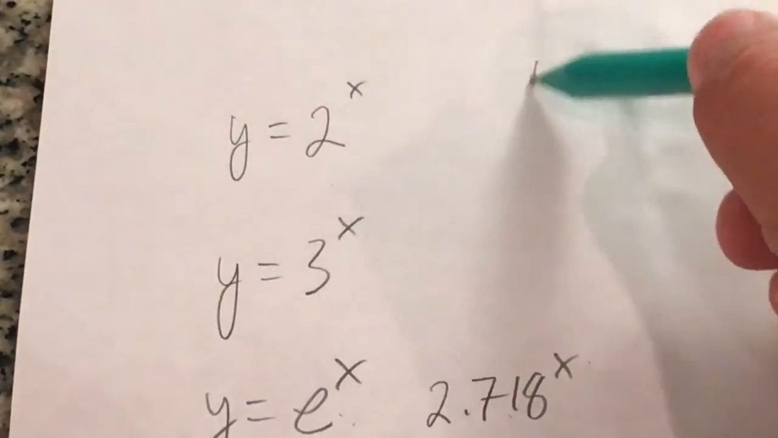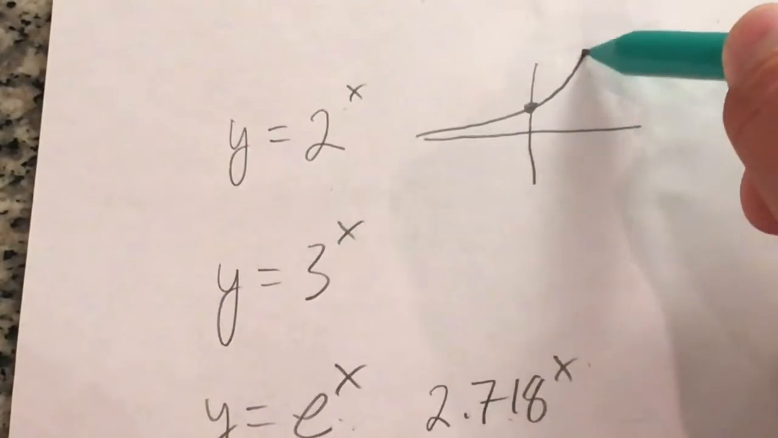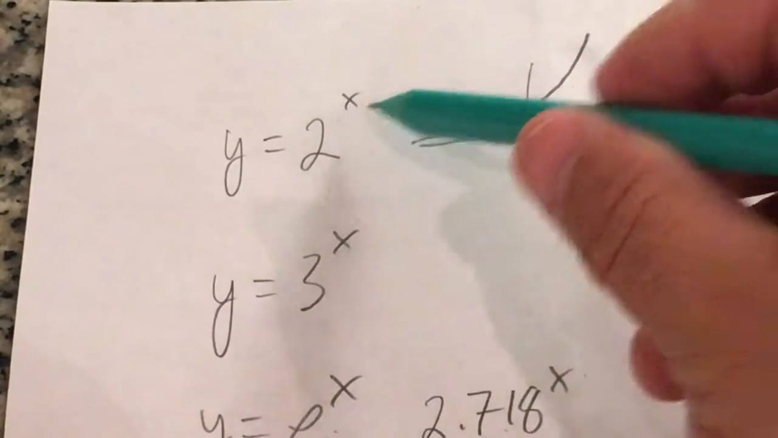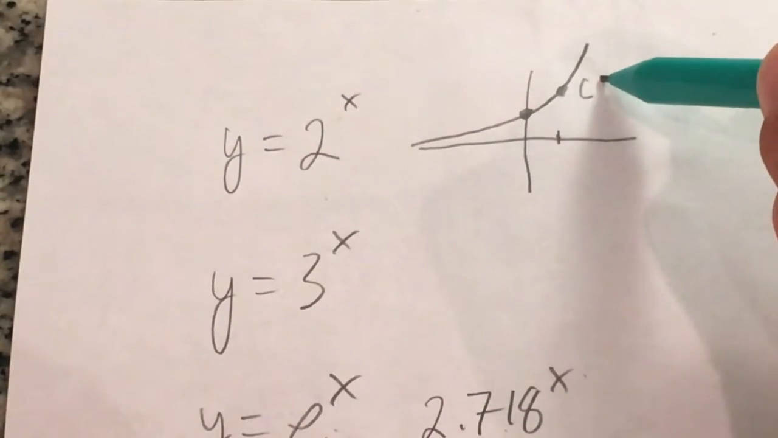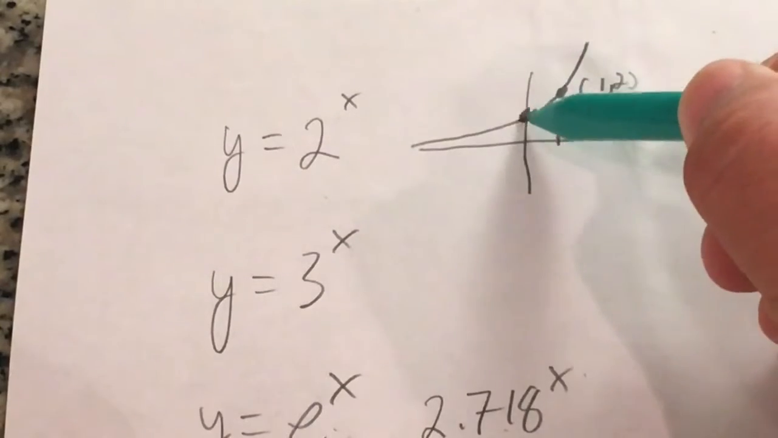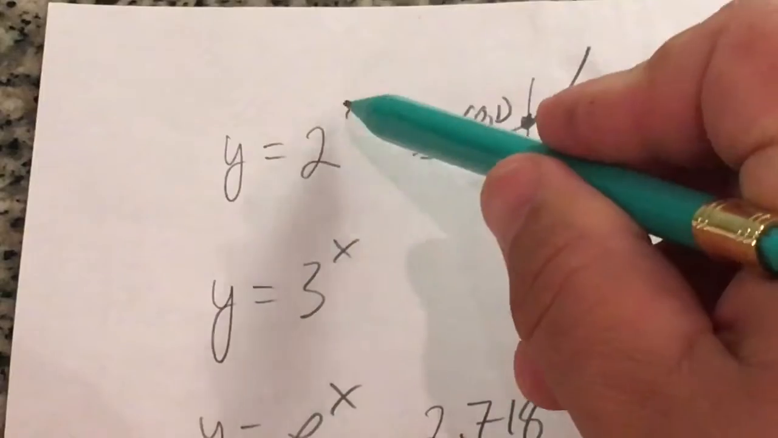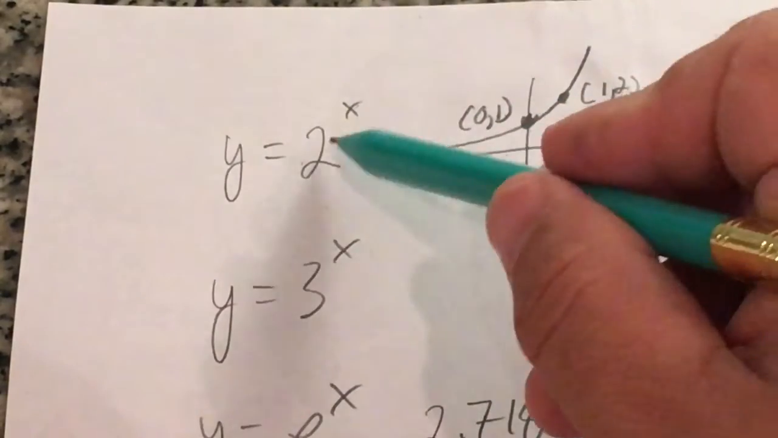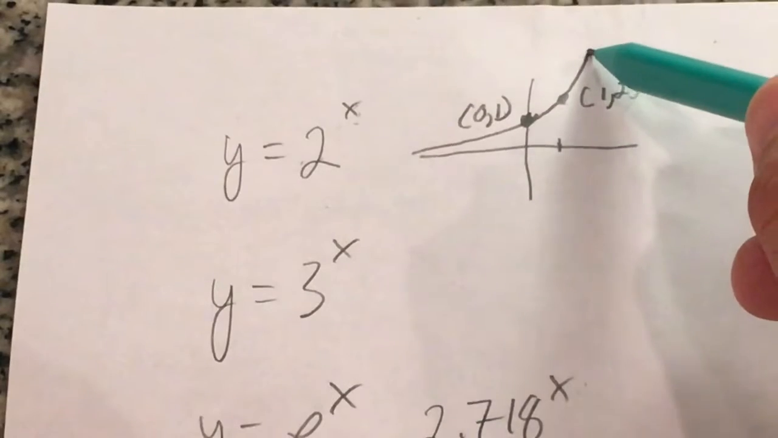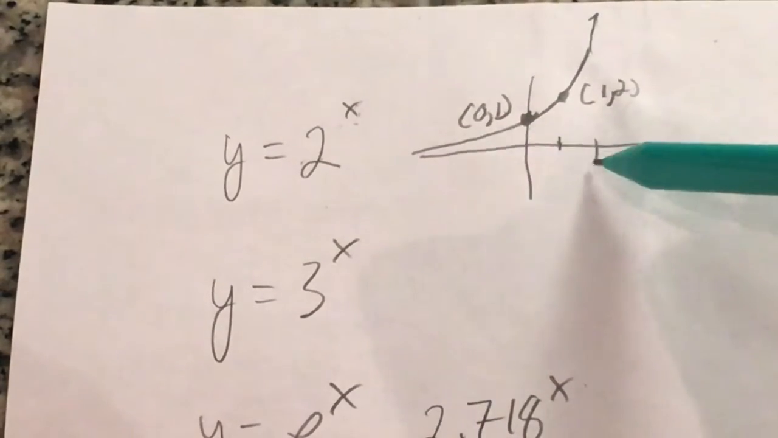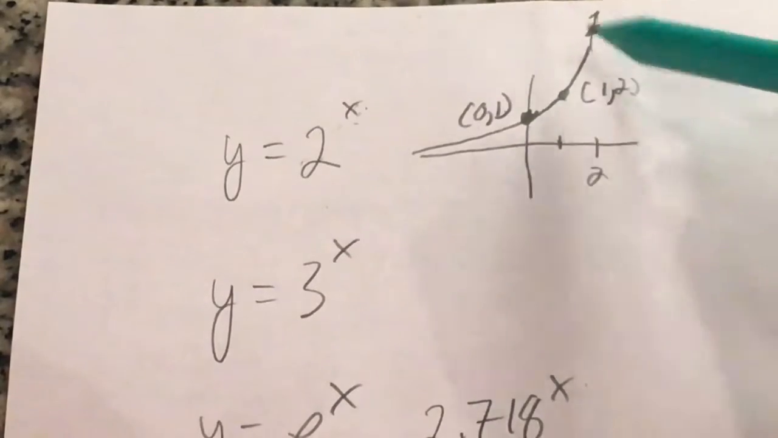So 2 to the x is going to go through (0, 1) and grow rapidly. There's a couple of other nice points. If I go right 1, it will also go through 2. So it'll go through (1, 2) and (0, 1). And you can do a little simulation. Just plug in the 0, and 2 to the 0 power is 1. Plug in the 1, 2 to the first is 2. And so on and so forth. If you threw in the x value 2, it would be 2 to the second, which would be 4. And it would grow at that rate.